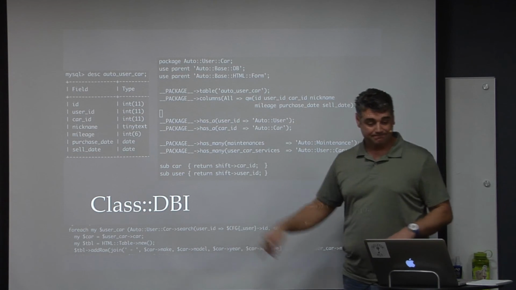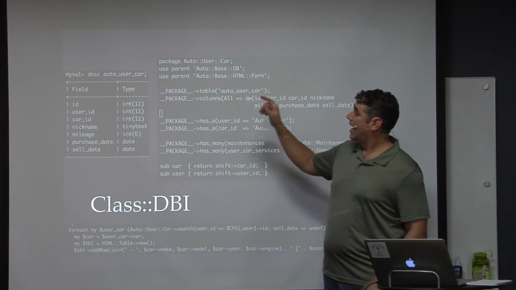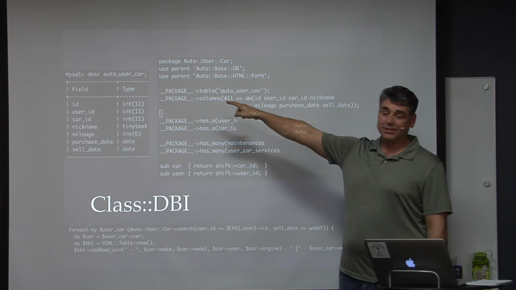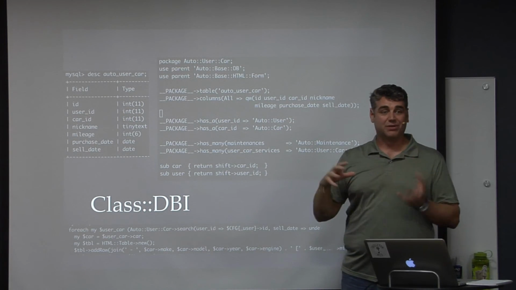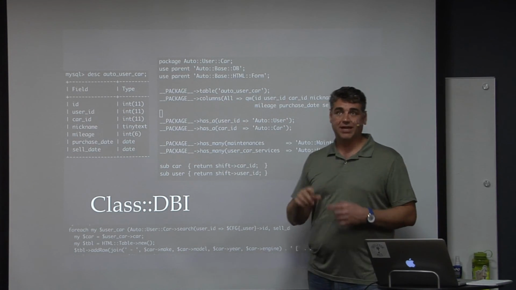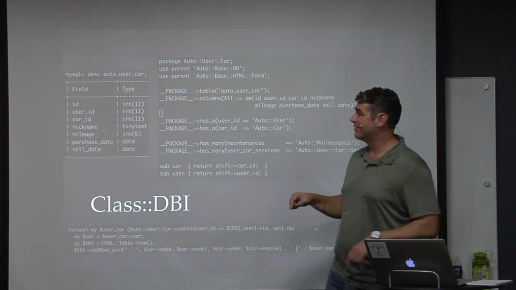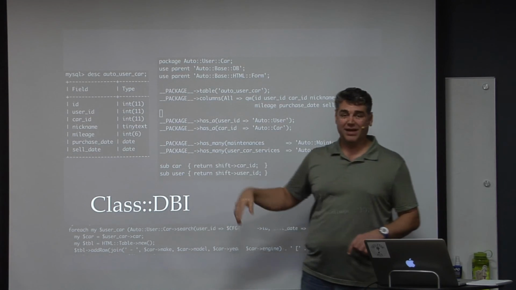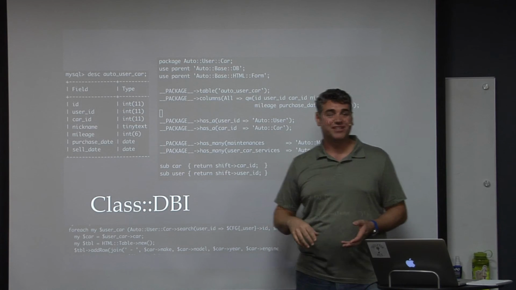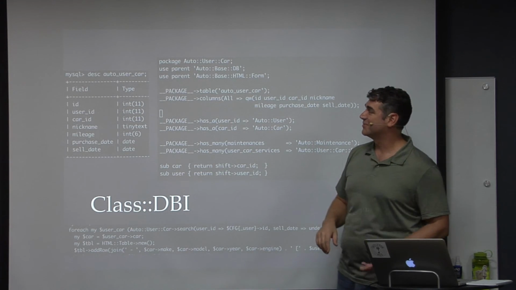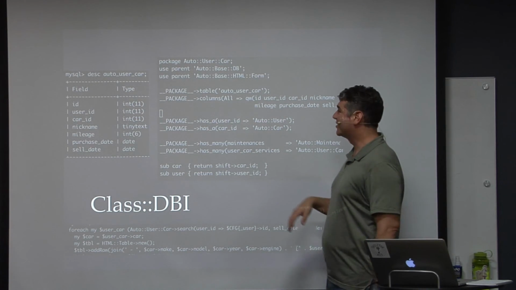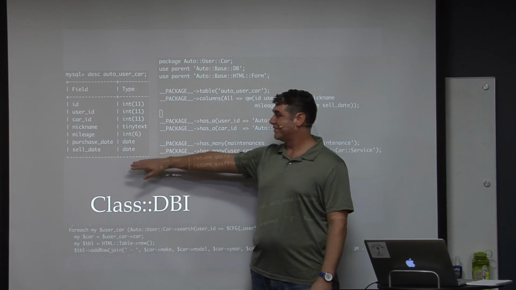I have a filter on my screen. I have a table called auto user car. Basically, I'm trying to take care of the maintenance on my car and keep track of it. I have to put auto at the head of each table because I don't own the database, so I can't create a new database for myself. I can only create more tables in my current database. So anyway, it has all these fields.